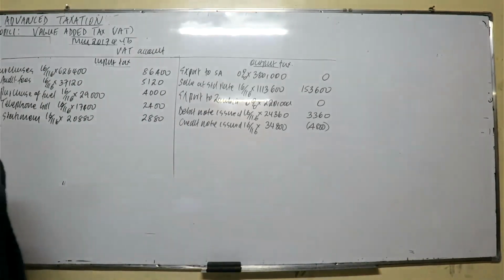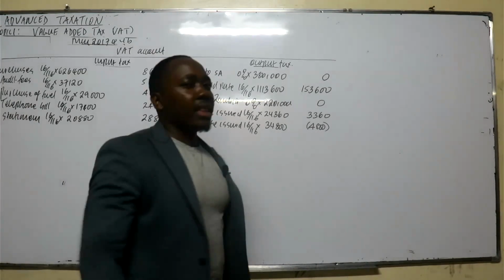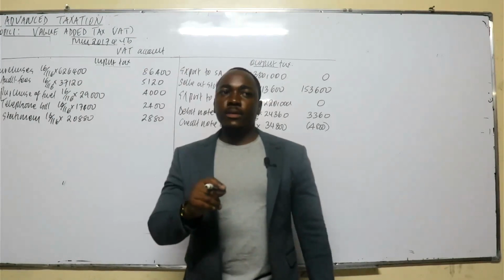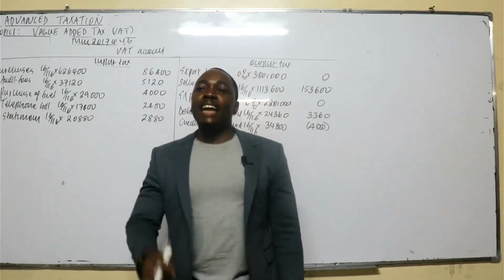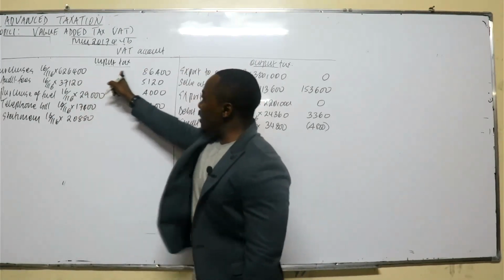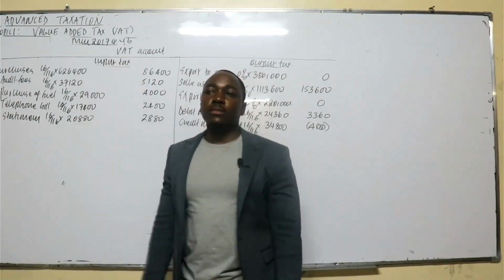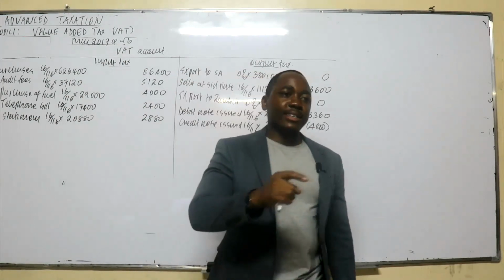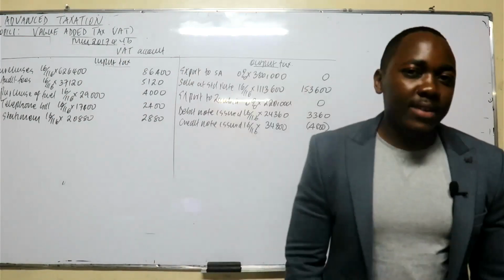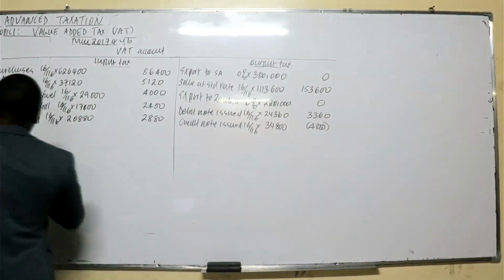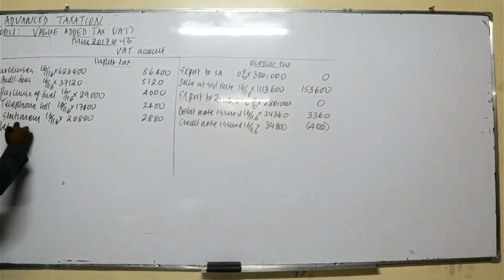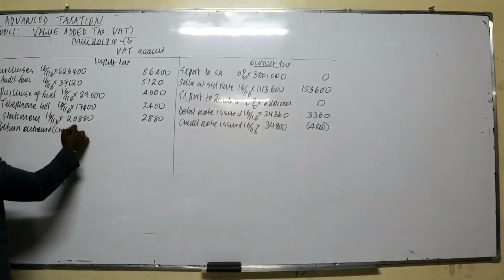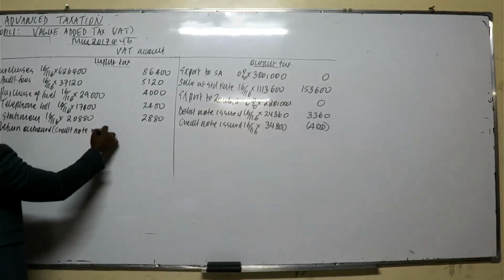Number 2, the company returned goods. Don't overthink. If the company returned goods, that means they had made a purchase, not a sale. Of this purchase, now we returned, so we have to reduce. That means we have a credit note received. So here we have return outward. That's what we call a credit note received.